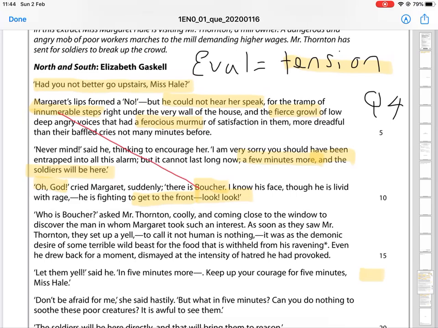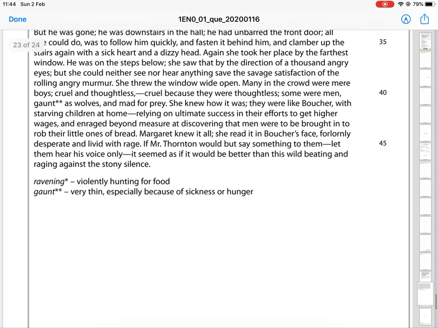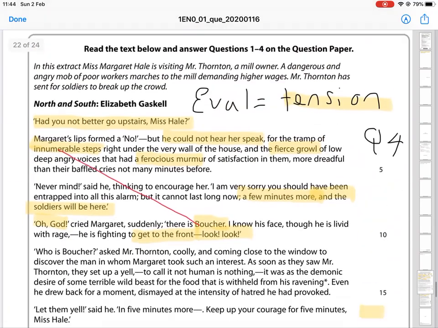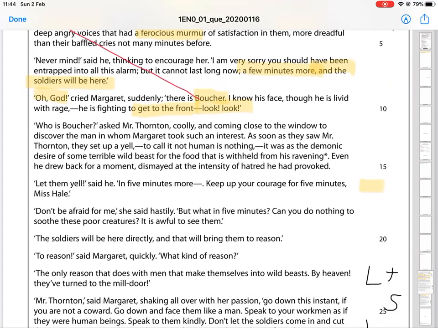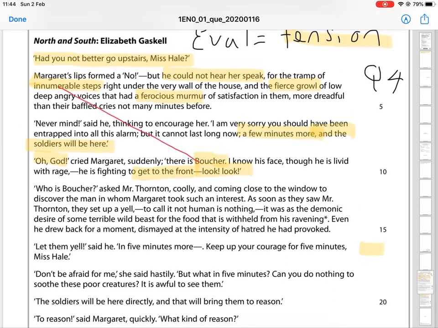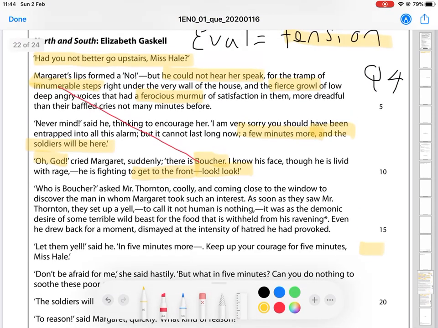Or ravening, not sure. That's all right. It's put an asterisk at the side of it. So I scroll to the bottom, and it means violently hunting for food. Well, what did we mention earlier? We spoke about the fierce growl. So again, I'm probably going to talk about that. The fact that he keeps referring to him as beasts and animals creates tension, because it's like they're hunting him, and we don't know if he's going to get away or if they're going to get him.